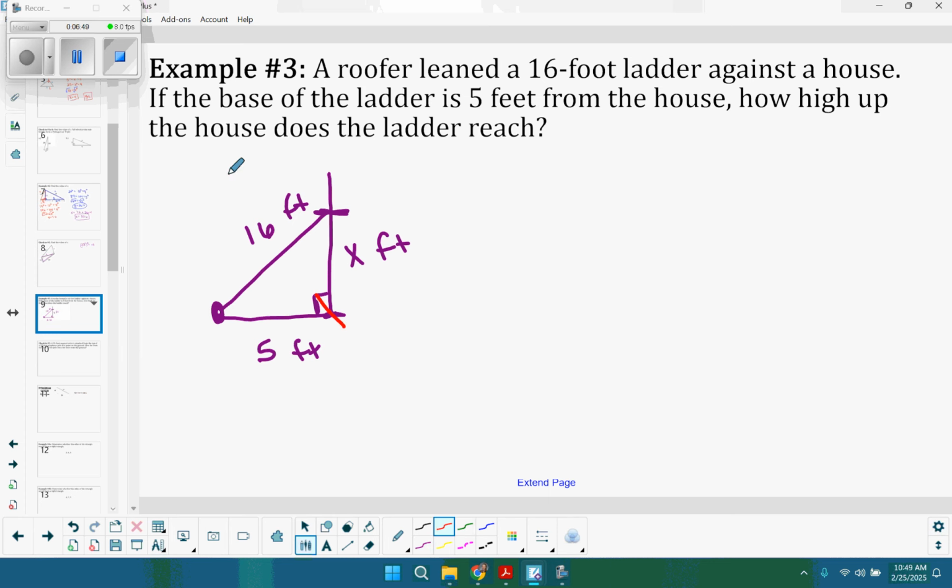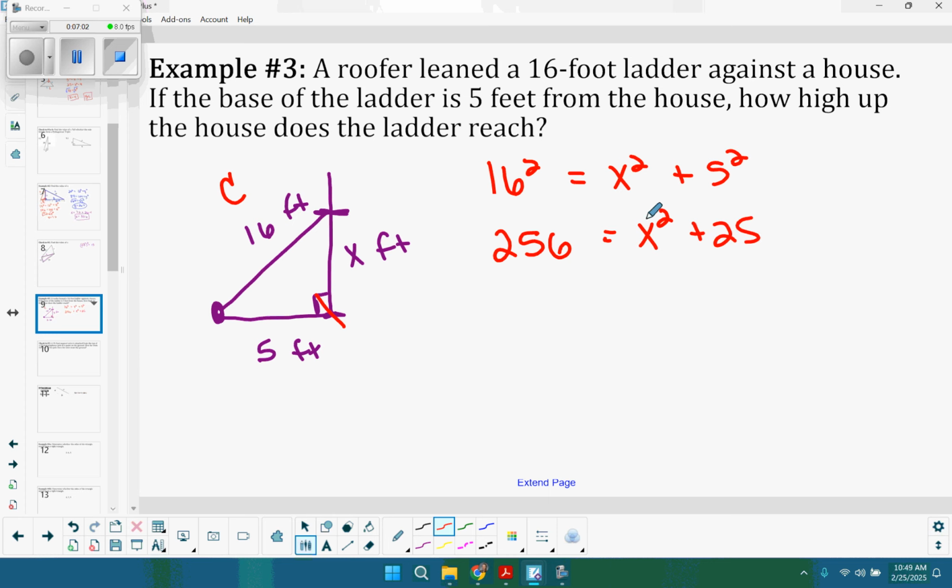So using my right angle, that's c. So I would do 16 squared equals x squared plus 5 squared. So that's going to be 256 equals x squared plus 25. Take 25 away from both sides, so 231 equals x squared. And now we'll take the square root, and we get 15.2 feet.